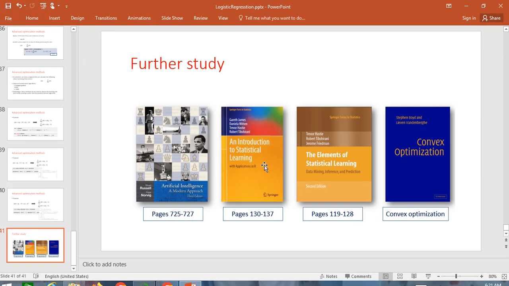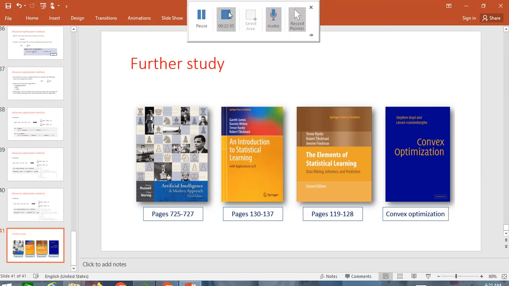Here I provided you with some references for further study. If you are interested, pay attention to the Python files and practice to become a high-level and skilled machine learning engineer. Have a nice day.